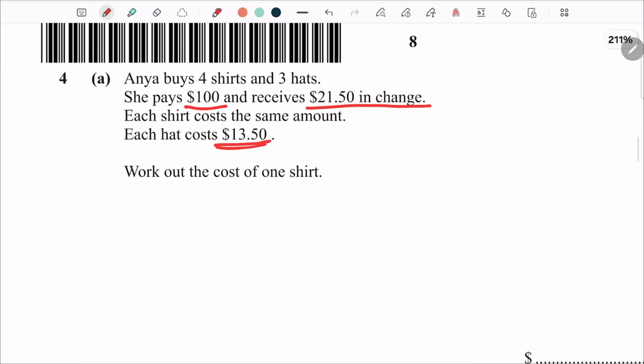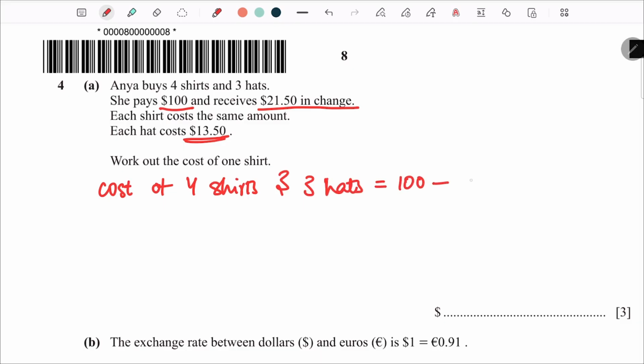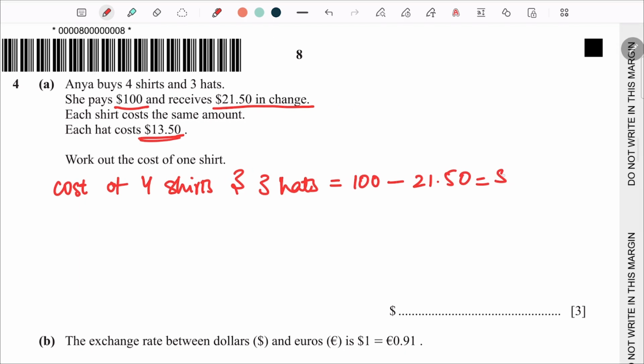So basically, she's paying $100 and she's receiving $21.50 in change. So the amount of money that she pays, meaning the cost of 4 shirts and 3 hats, will be equal to 100 minus her change, that is 21.50, and this will be equal to 78.50. So this is the amount of money that she pays in order to buy 4 shirts and 3 hats.